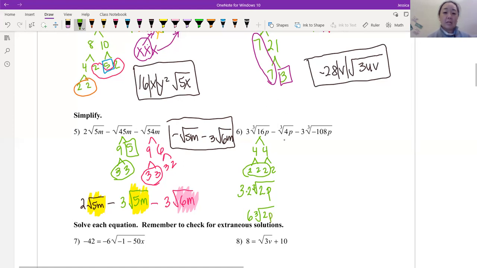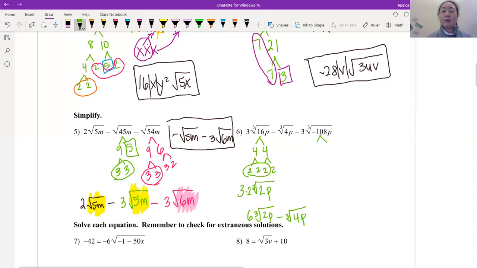And this one right here, 4, in my brain, I'm thinking, okay, it's just 2 times 2, right? That's all I have. I don't have a group of 3. So I'm just copying this down. There's nothing to simplify here. Makes my work easy.